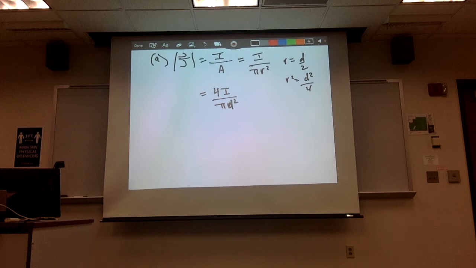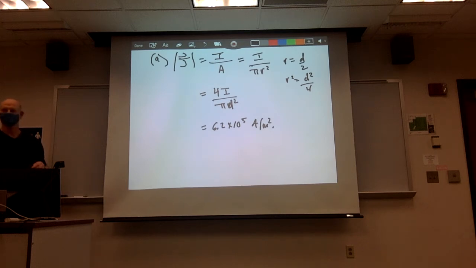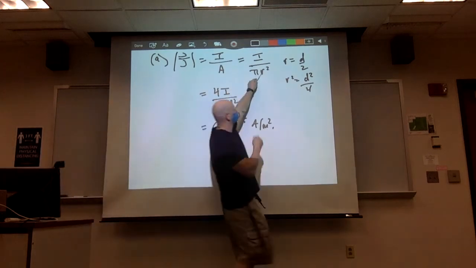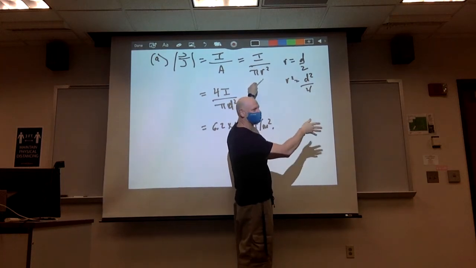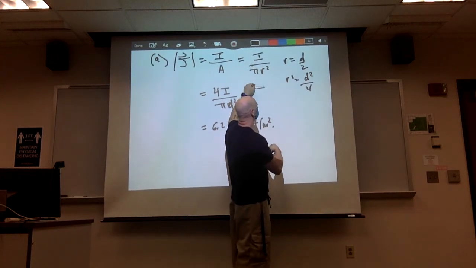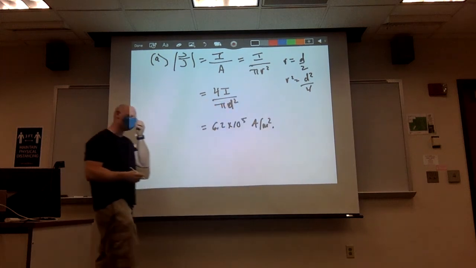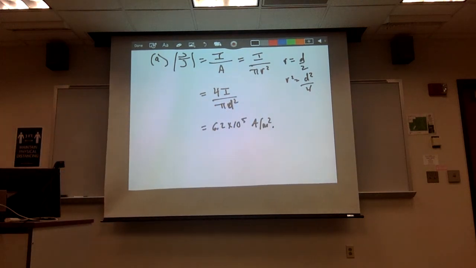Look at my numbers. What I find in this case is that my current density is 6.2 times 10 to the 5th amps per meter squared. My current density. Okay. Where did the 4 come from? The 4 came from because I'm dividing by r squared here, so this would be d squared over 2 squared, which is d squared over 4, which gives me a 1 over 1 over 4, which then means that moves to the top. So that's where the 4 comes from.